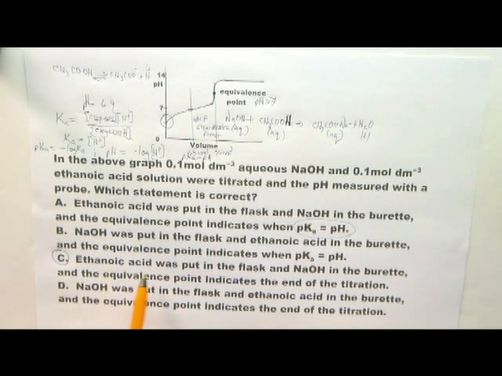Okay, so in this case, the ethanoic acid put in the flask, sodium hydroxide in the burette, as we've said, and the equivalence point indicates the end of the titration.